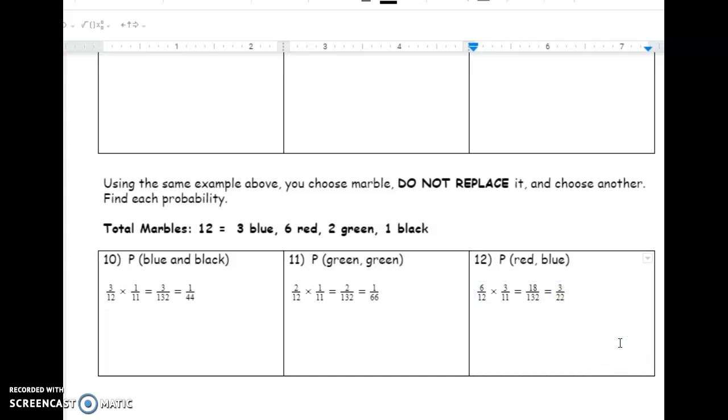So to get a red and a blue marble, we have 3 chances out of 22, which is a higher chance than getting blue and black, and even higher than getting both of the green marbles. And again, the denominator tells us that. The bigger the denominator is, the smaller the fraction gets.